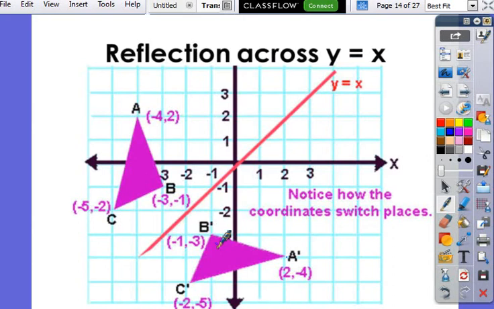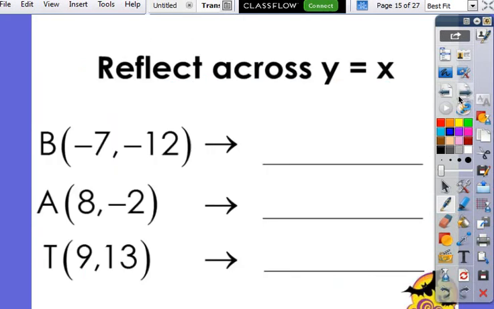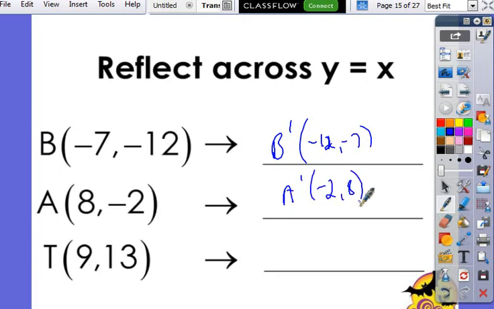So if I wanted to reflect this, B prime is going to be what? (-12, -7). And then A prime (-2, 8), and C prime (13, 9). All we're doing is switching the positions of the x and y.